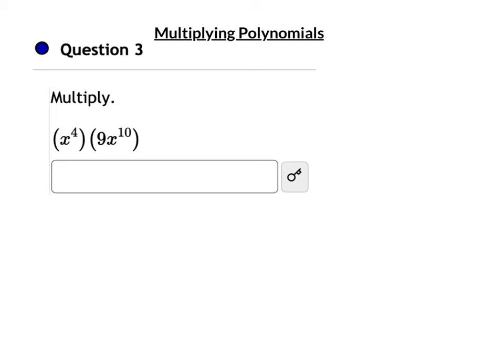Question 3. Don't forget there's a 1 in front of that x to the 4th. And 1 times 9 is 9. X to the 4th times x to the 10th. There's 4 and 10 x's multiplied. That would be x to the 14th.